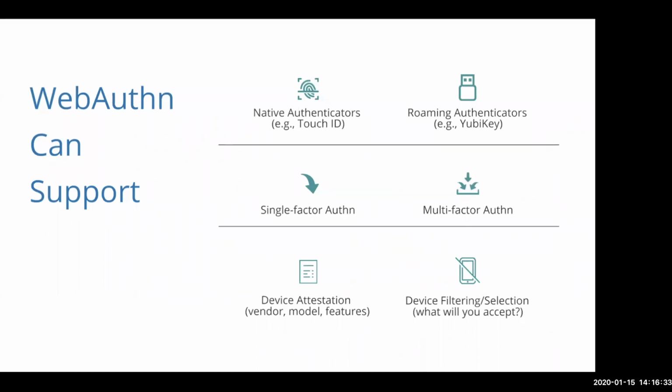Then there are roaming authenticators. These are also called external authenticators. They connect to your system through some protocol like USB or NFC. And YubiKeys are a popular option here. WebAuthn can also support single-factor authentication and multi-factor authentication, and I'll get into a bit more detail on that on the next slide. WebAuthn can also support device attestation.